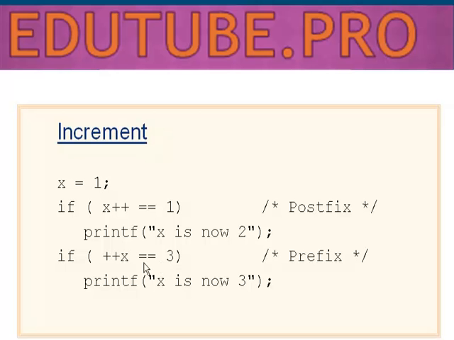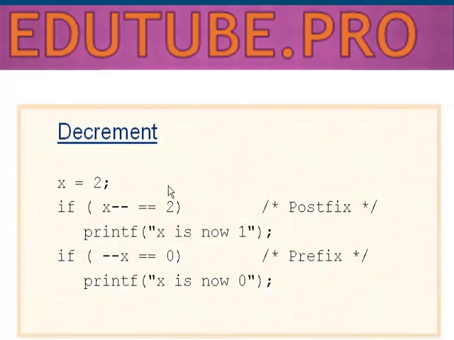This is the prefix notation. Here we increment x ahead of time, and we say if ++x is equal to 3, it used to be 2. If it's now equal to 3, we'll print out x is now 3. Since we have a prefix increment ++x, x is in fact now 3 before the test. We do the increment, then we do the comparison for equality with this value on the right side. So x is in fact now 3 after we come out of this.